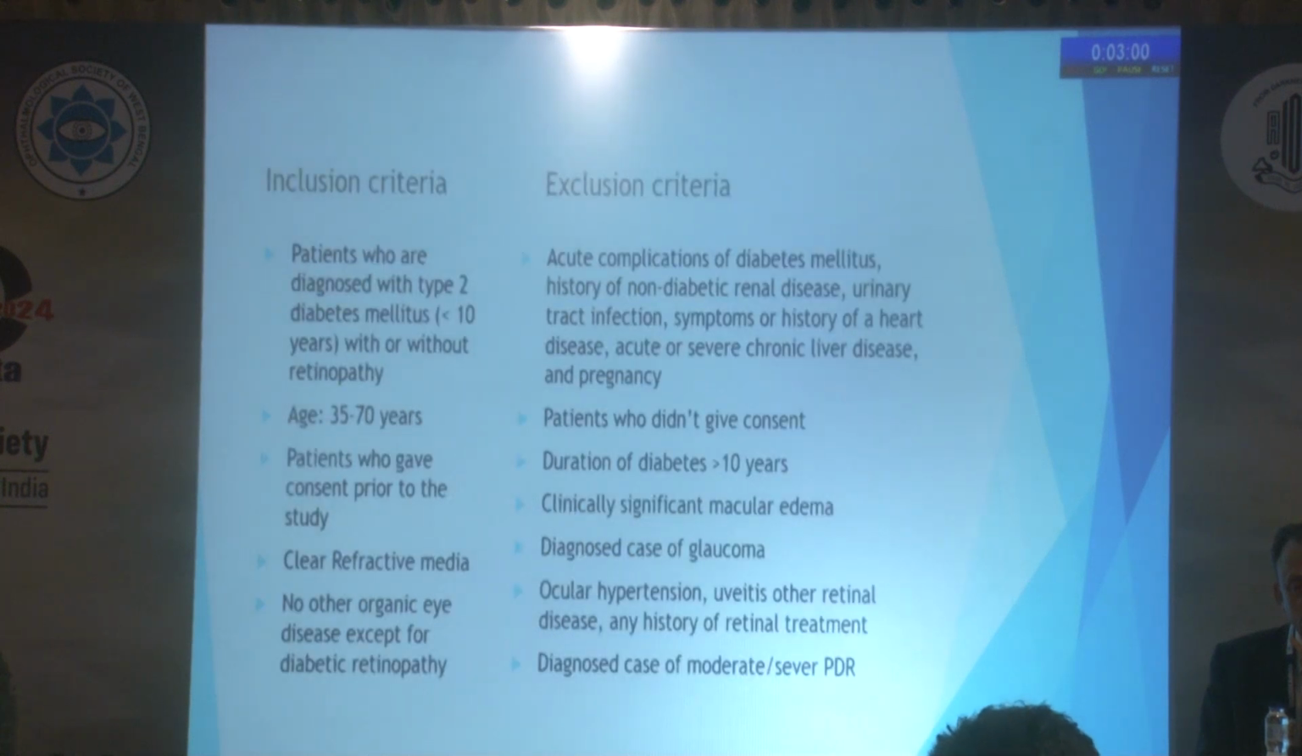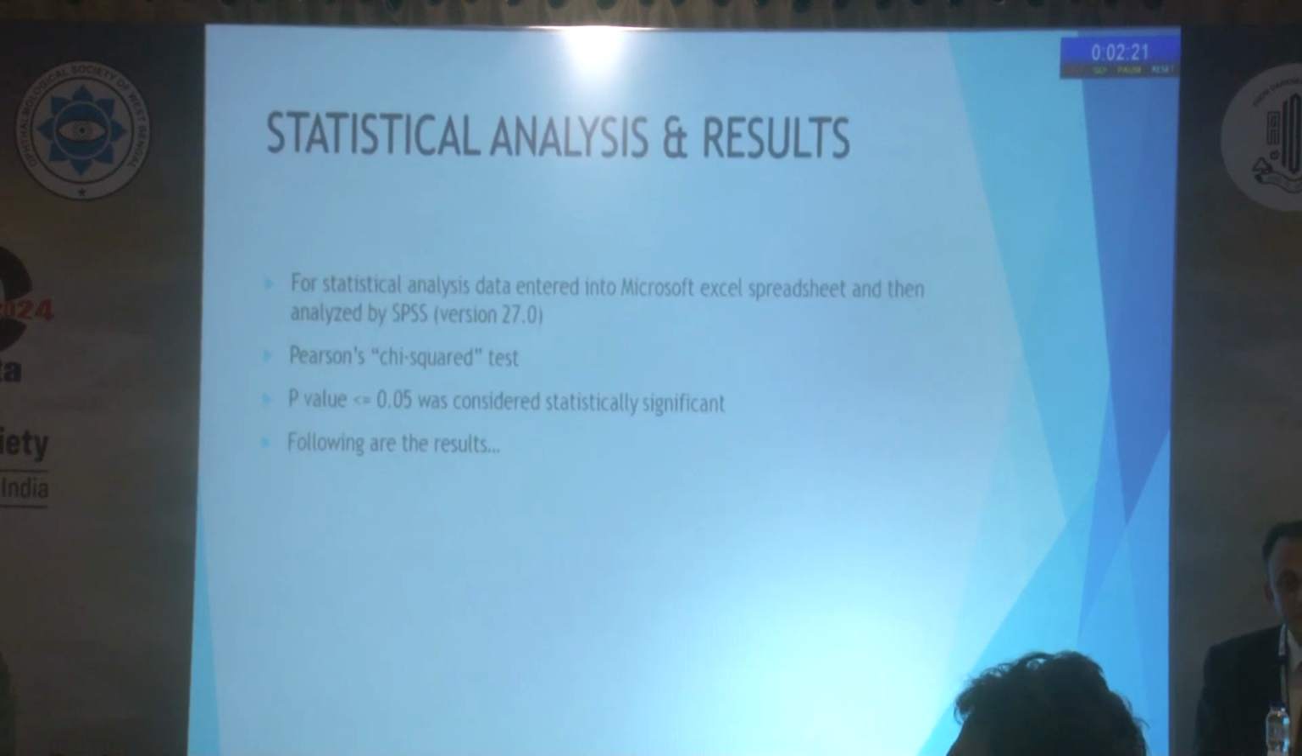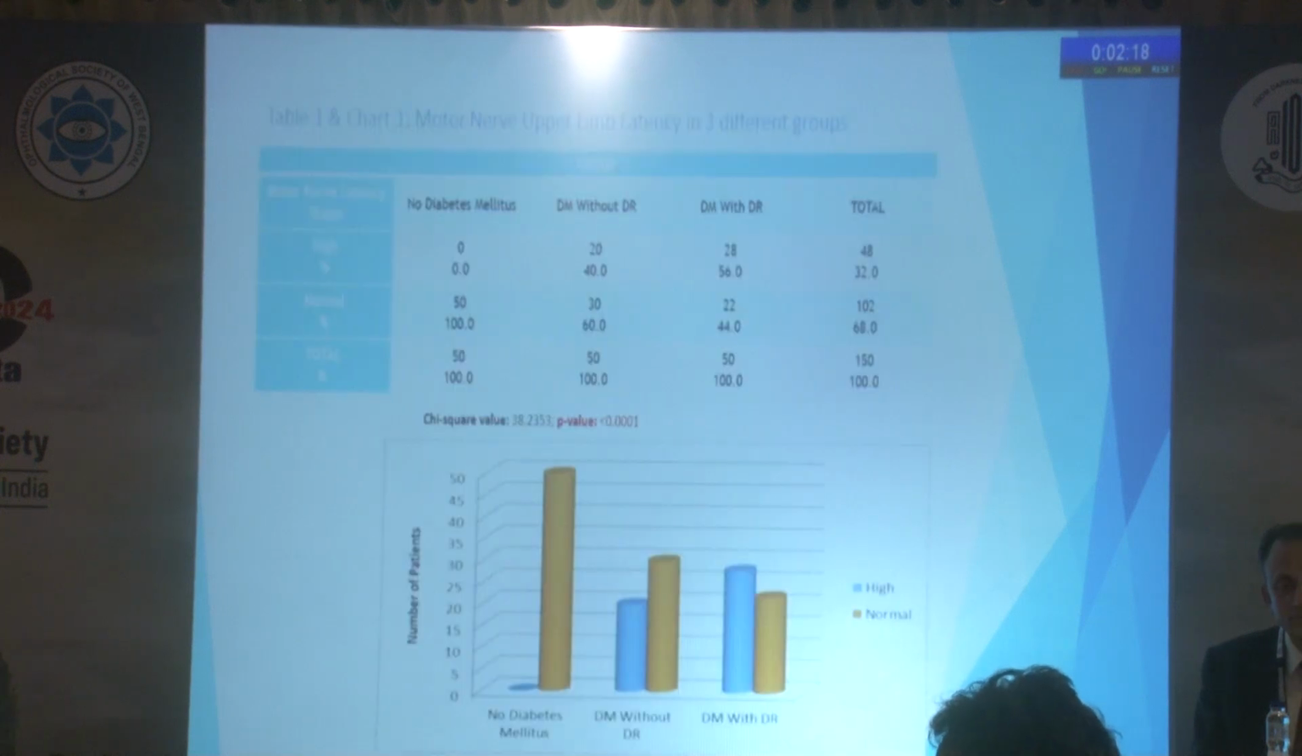We have some inclusion criteria. We only included patients who have had diabetes for less than 10 years, with an age limit of 35 to 70 years, who gave prior consent, and with clear refractive media. We excluded patients who have suffered from acute complications of diabetes, non-diabetic renal disease, other cardiological disorders, glaucoma, uveitis, ocular hypertension, and moderate to severe PDR. Then we did the statistical analysis and got the results.